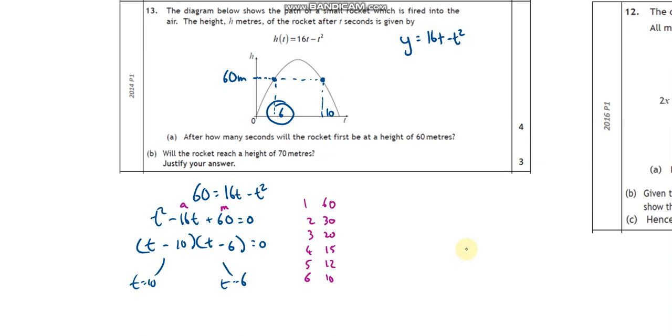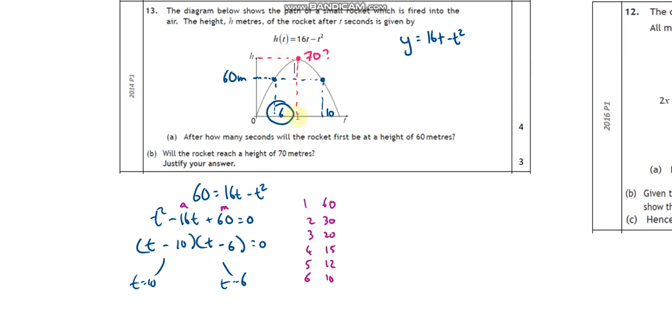Okay, and part 2 is saying, will the rocket ever reach a height of 70? So it's saying this bit here, the turning point, will that ever get to 70? And there's a very easy way of doing that. You say, well, if I want to work out what the height is, all I need to do is substitute the time into the equation to get the height.